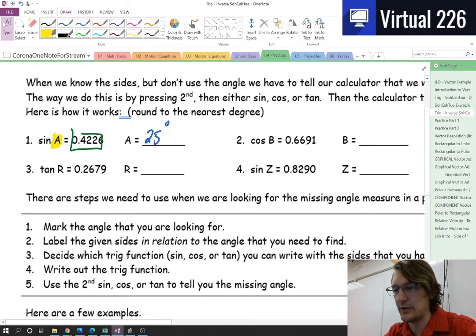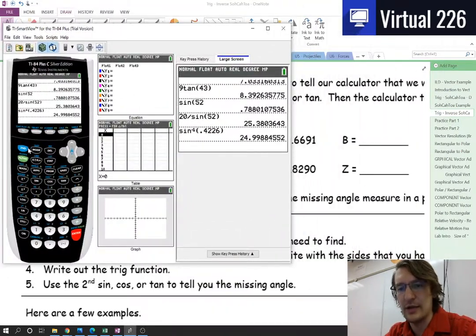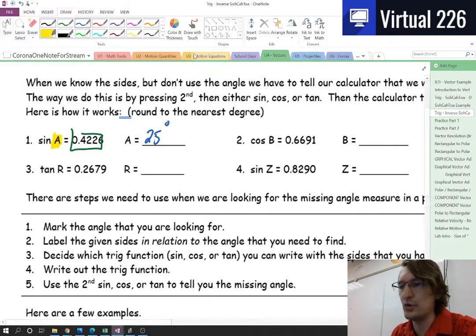Okay, so let's try this one out. Cosine of B. So that's 0.6691. So that's going to be inverse cosine. So that's second cosine. And then 0.6691. And I get a value of 48. So boom. Let's drop in 48 degrees.